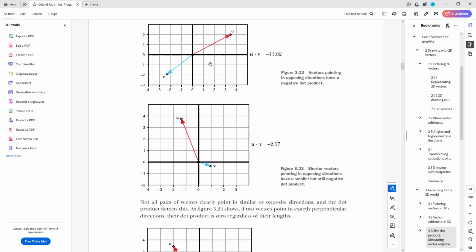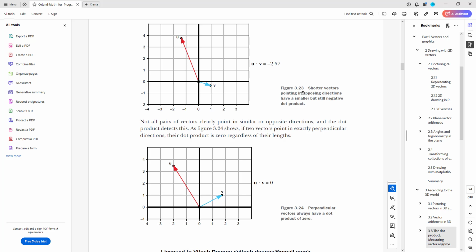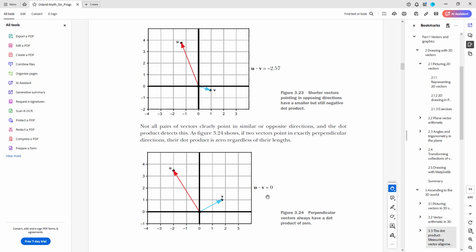Here you see vectors u and v, and you can see that their dot product is negative, and the same with these two in figure 23. This dot product is also negative. And finally here, you can see that the dot product between this u and v is 0.